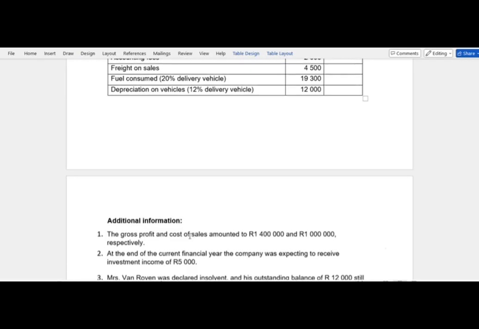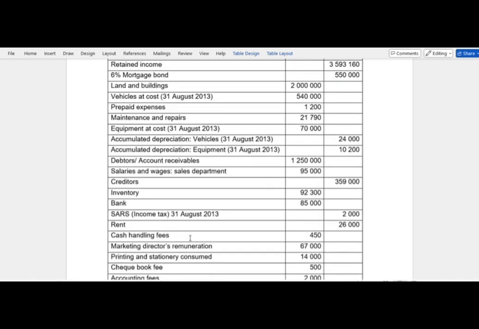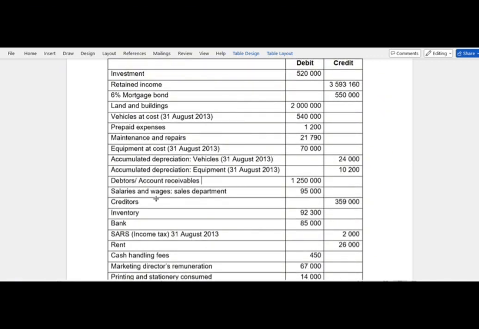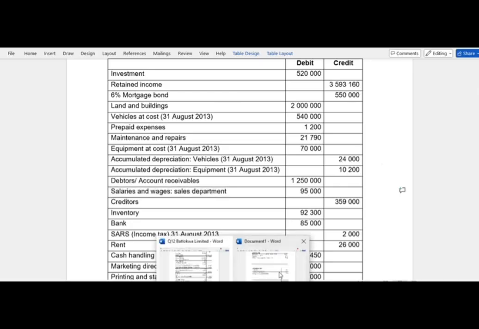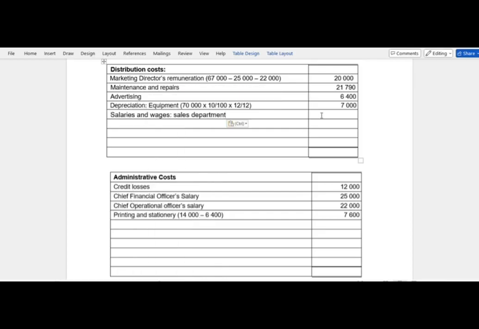So when you are done with additional information, it's easy. You're just going to copy and paste what you did not record so far. I think we did not record salaries and wages for the sales department. Salaries and wages for the sales department fall under distribution. It's a sales expense, right? So I'm just going to copy that one. It's 95,000. So I'm going to put it under our distribution costs, 95,000. It is not affected by any additional information.